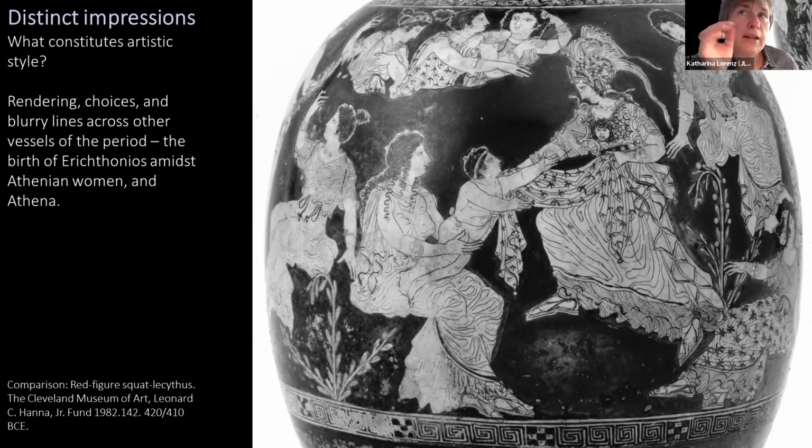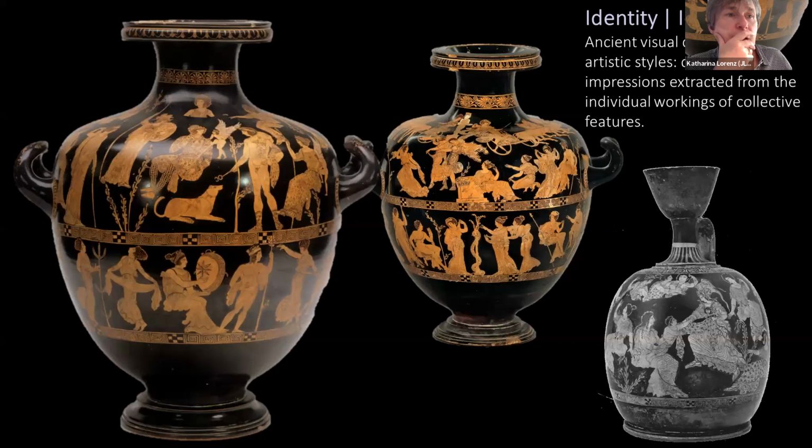We couldn't identify them in any particular way, so we have to assume that they are just Athenian women. So we have a bit of an ambiguity going on here. Now, I've taken you through a lot of elements that constitute artistic style.